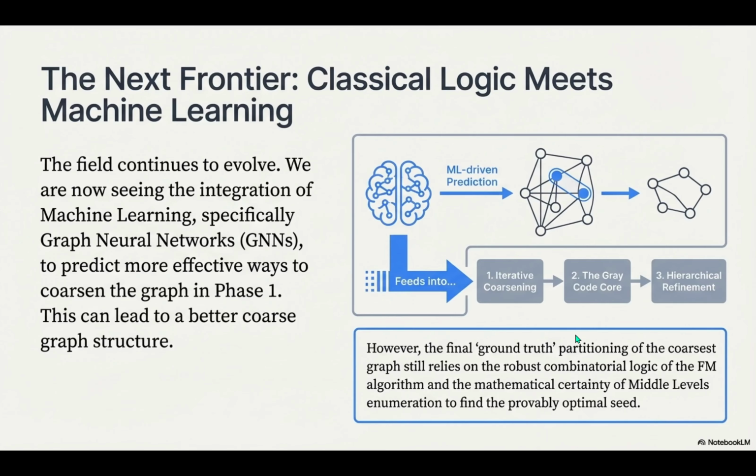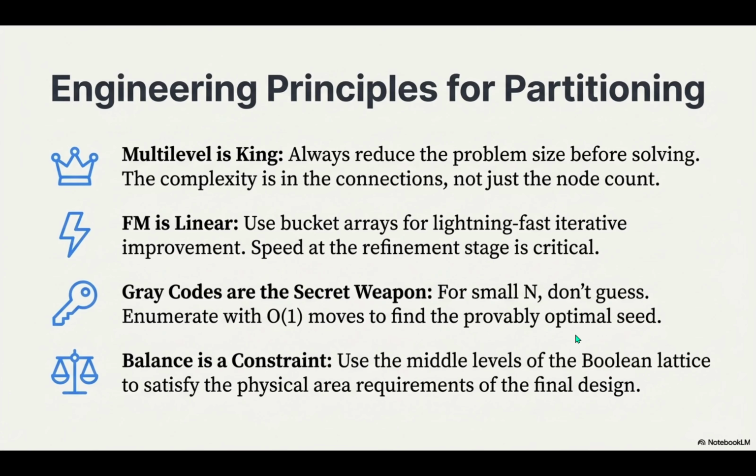So what does this all mean for you, the listener? We've gone deep into some pretty technical stuff, but the lesson here is really about strategy. We basically covered 4 core principles. 1, multi-level is king. Always simplify a massive problem before you try to solve it. 2, FM is linear. Use smart data structures to make your refinement steps incredibly fast. 3, gray codes are the secret weapon. When your problem is small enough, don't settle for a good guess. Find the provably best answer with lightweight brute force. And 4, balance is a strict constraint. Use your constraints to your advantage to shrink your search space.